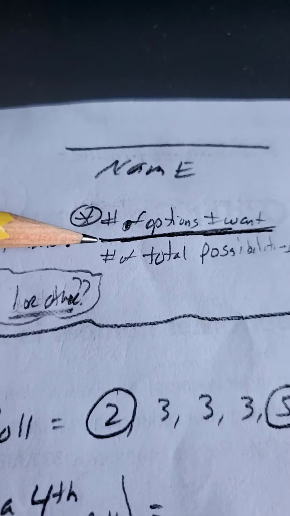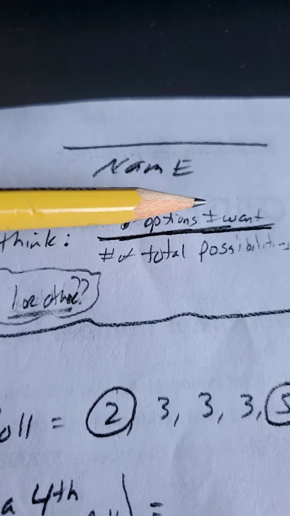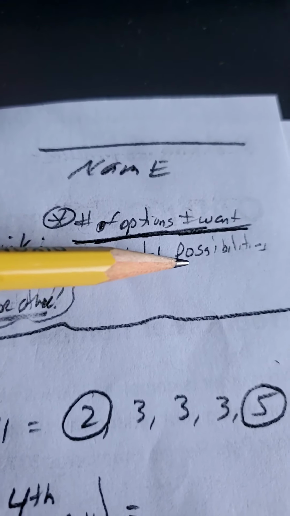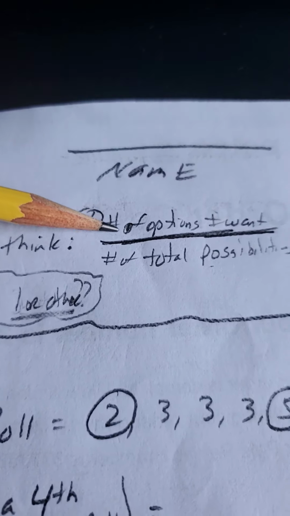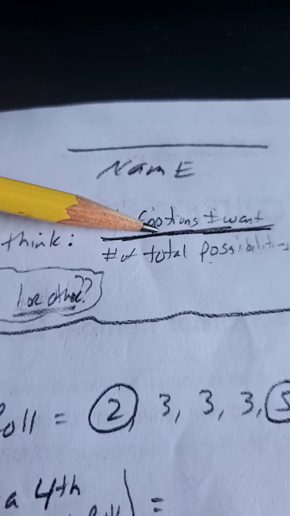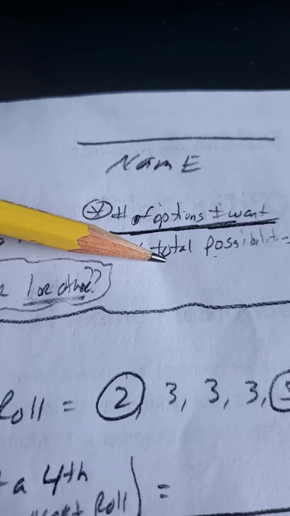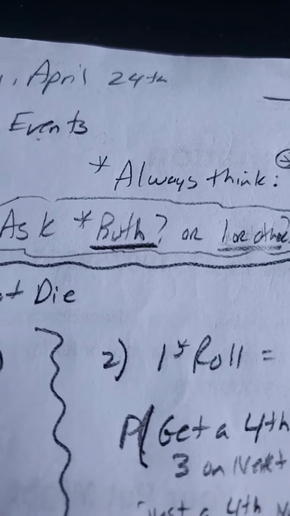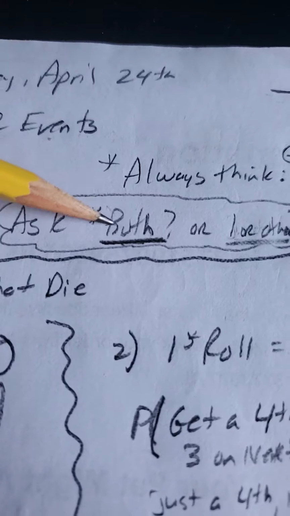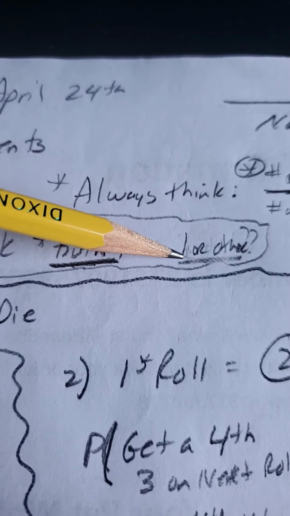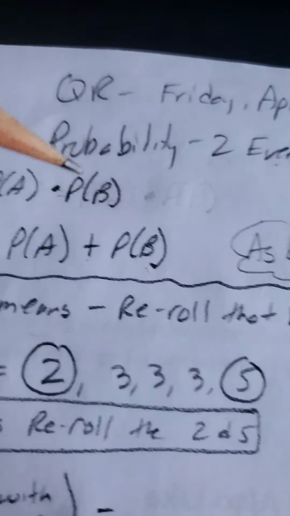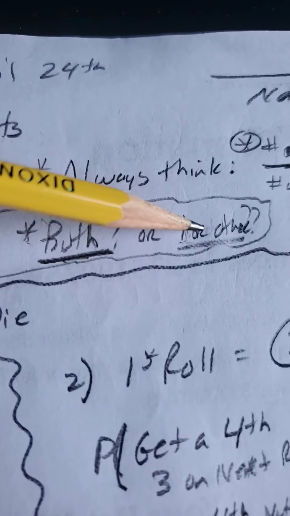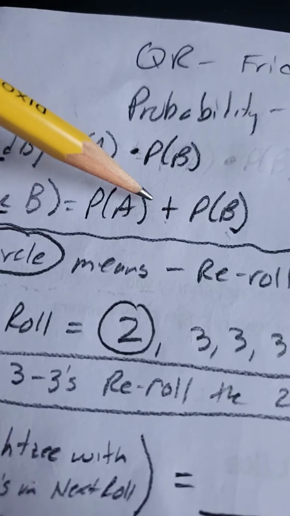Reminder, just probability in general: the number of options you want to have happen divided by the number of total possibilities there are. How many things would I be happy with occurring divided by the total number of possibilities? And then for the probability of one or the other, always ask yourself, do I want both to happen or do I want one or the other? If you want both things to occur, then you're going to do the multiplication. If you want one or the other to occur, then you're going to do the addition. Okay.